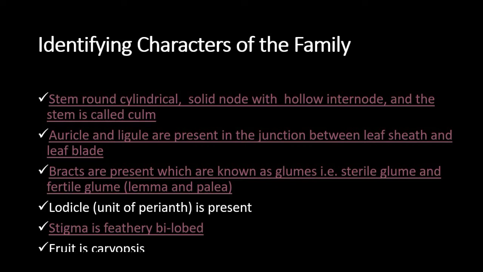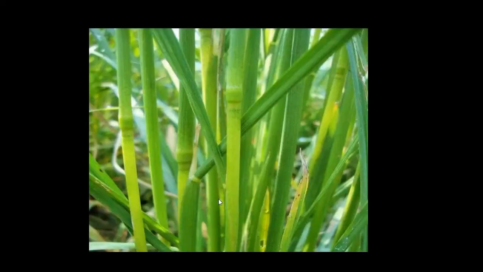Now, how to identify the crops of this family? Number one, the stem is round, cylindrical, with solid nodes and hollow internodes, and the stem is called culm. We can see a picture of the culm. This is the culm. Actually, this is the stem of the rice plant. This is the node and this is the internode. The stem is round, cylindrical and glabrous.